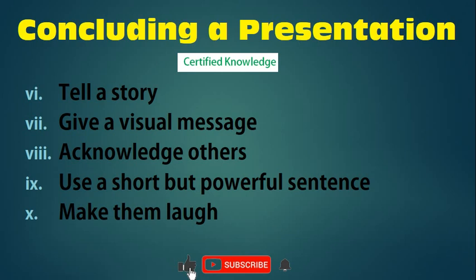Number 9, use a short but powerful sentence. Leaving an audience with a memorable statement will impress them and grab their attention. If you are stuck, one way to do this is to utilize the power of 3. Combining information into groups of 3 makes it more rhythmic and memorable for your audience. For example, Julius Caesar used this method when he said, "I came, I saw, I conquered." So there are 3 short words which had a great impact.